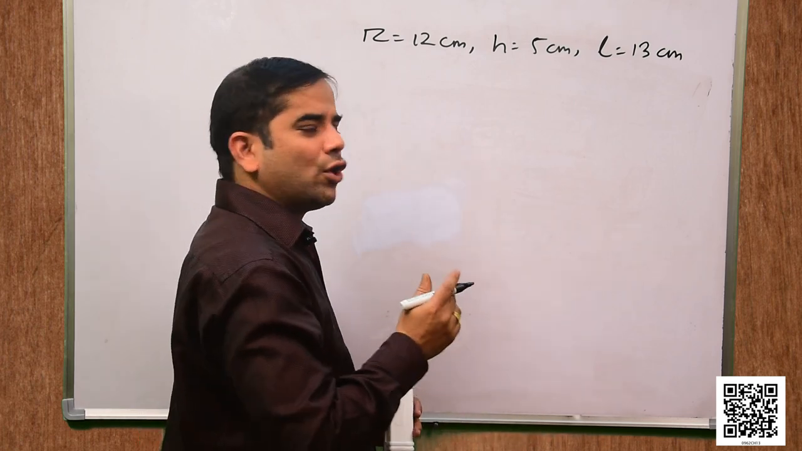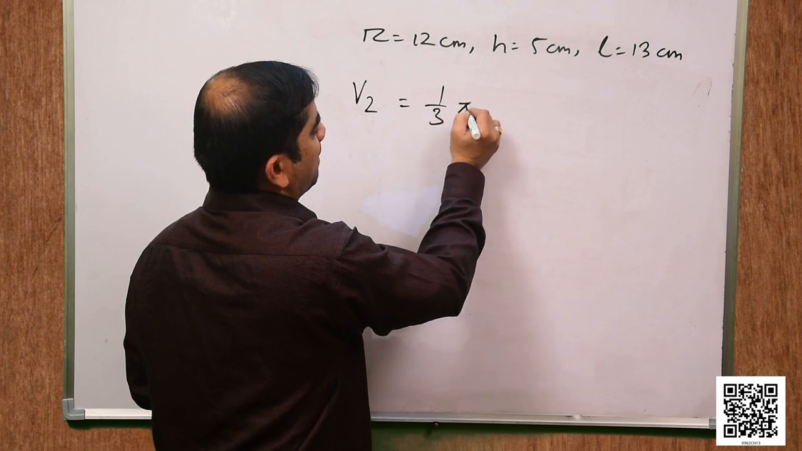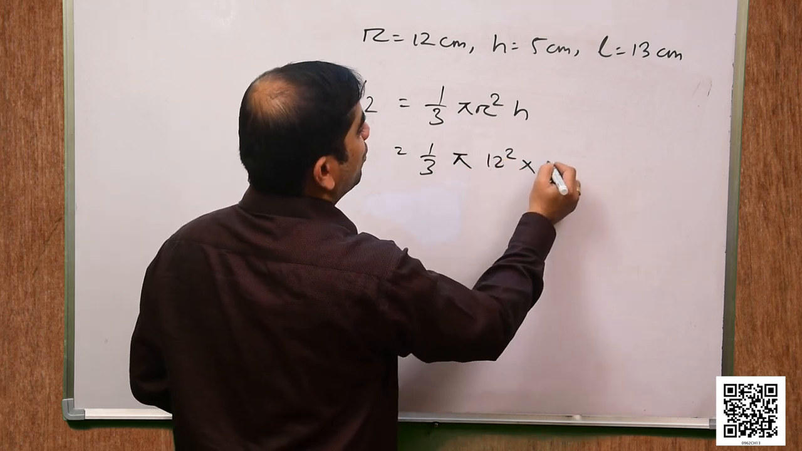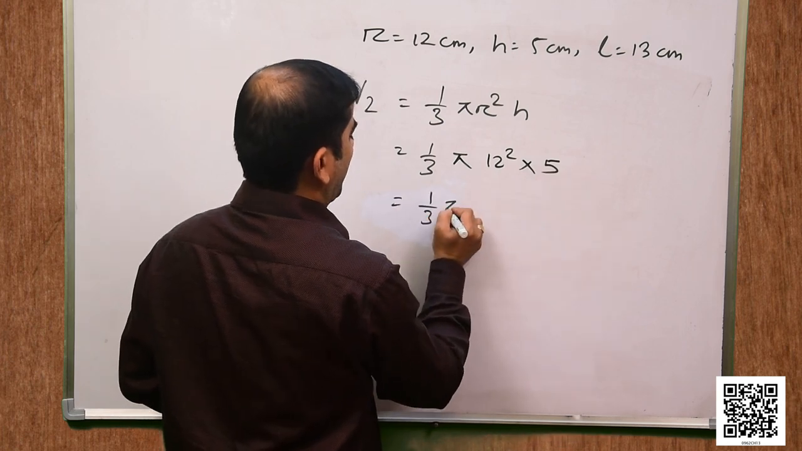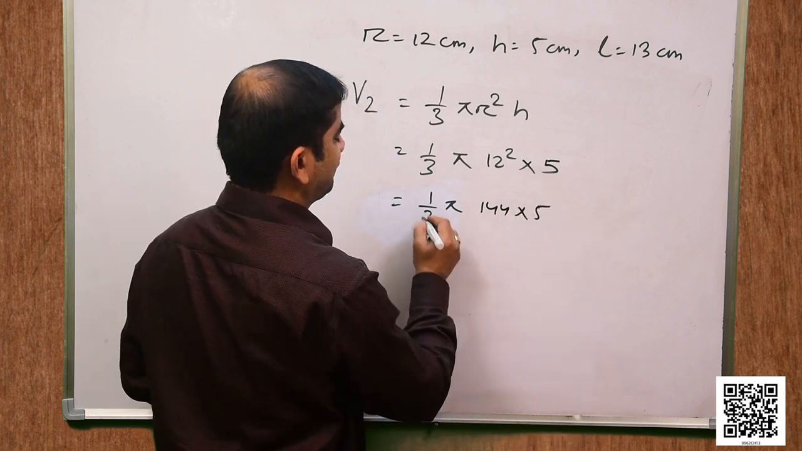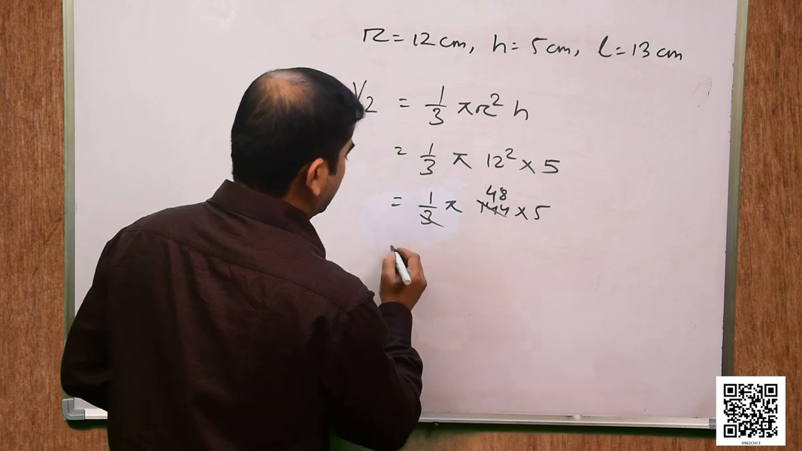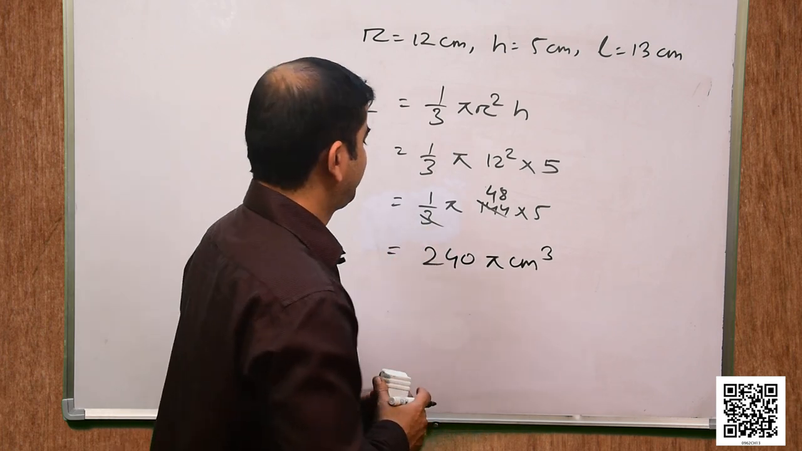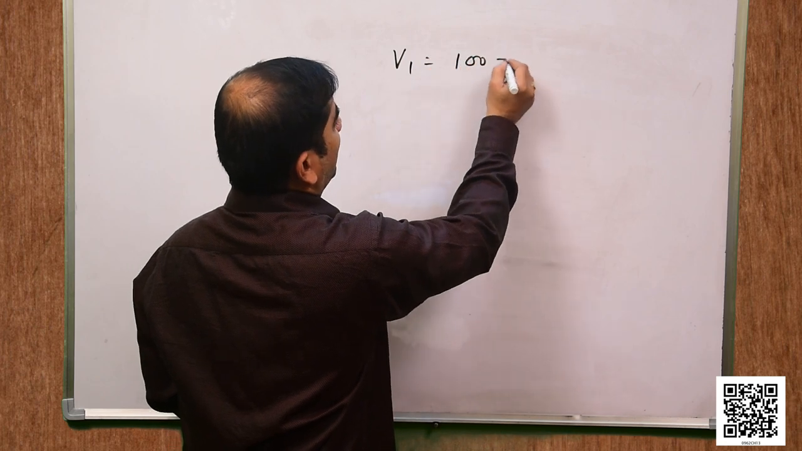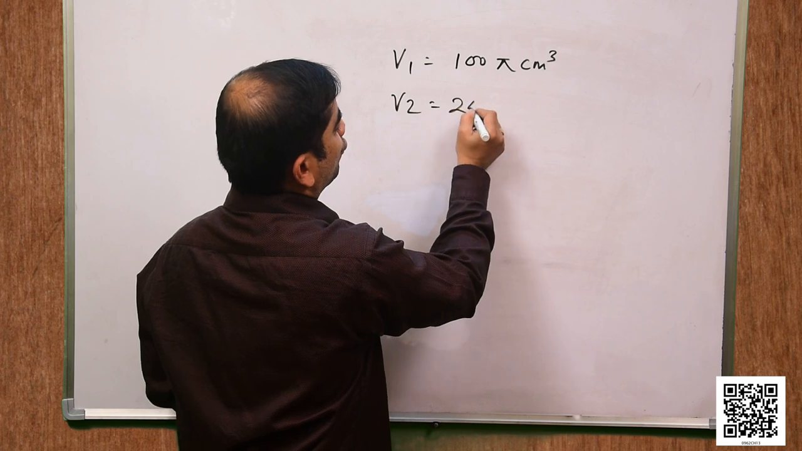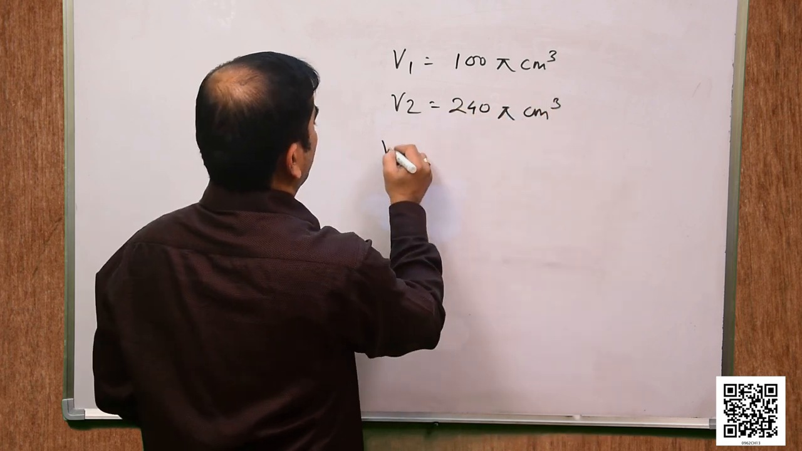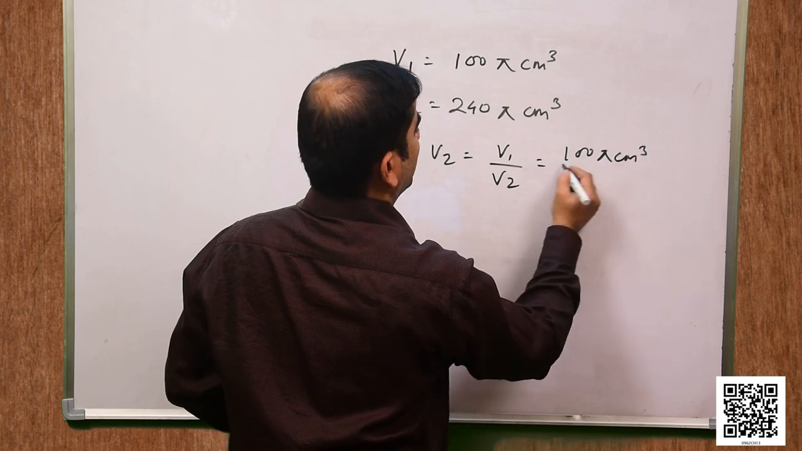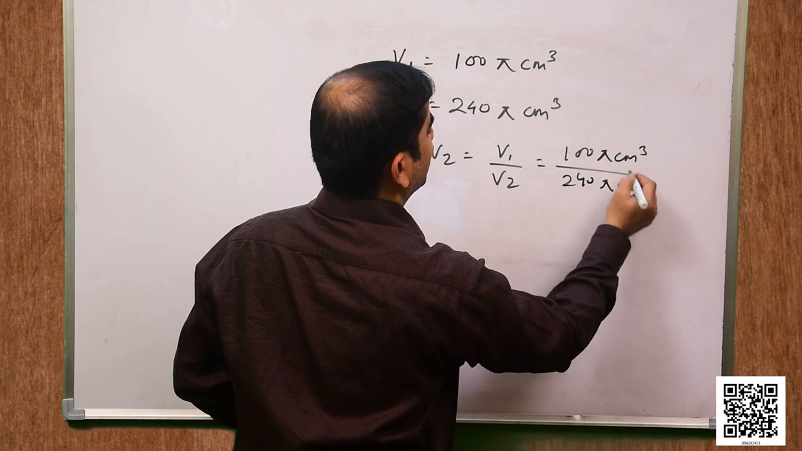So, let us take the volume to be V2. So, V2 is equal to 1 by 3 pi r square h, that is 1 by 3 pi into 12 square into 5. So, that is 1 by 3 pi into 144 into 5, that is equal to 240 pi centimeter cube. Fine. So, now let us find the ratio. Students, V1 is equal to 100 pi centimeter cube and V2 is equal to 240 pi centimeter cube. So, V1 is to V2 is equal to V1 by V2, that is 100 pi centimeter cube divided by 240 pi centimeter cube.